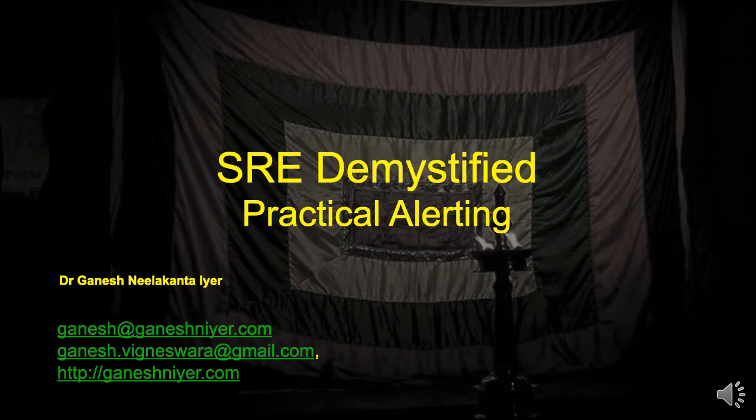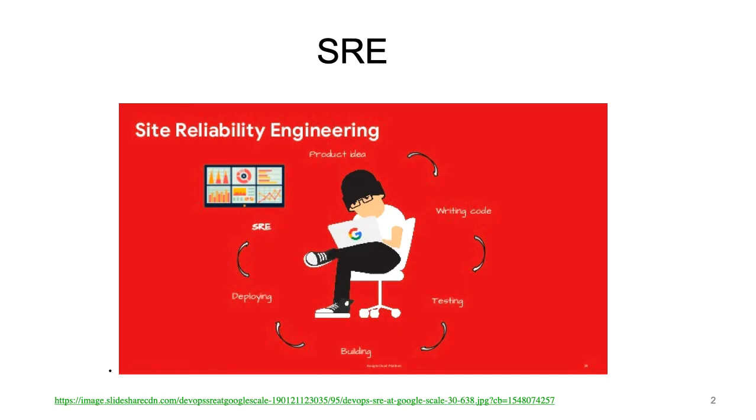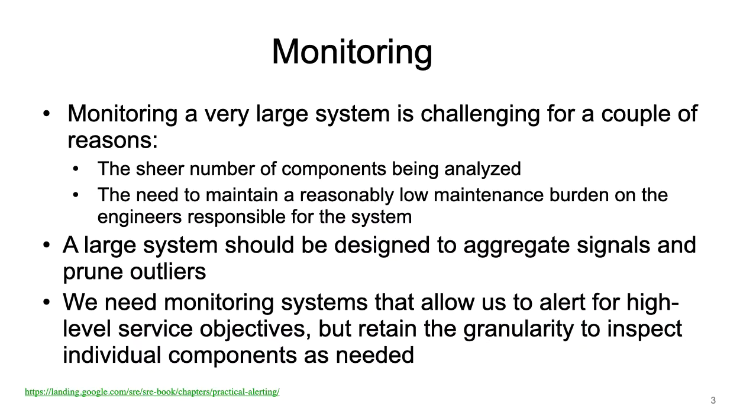In this session, I am going to briefly explain practical alerting, some of the considerations when we consider alerting for practical purposes, primarily reflecting the objectives and learnings from Google on what they suggest. There is a chapter on practical alerting in Google's Site Reliability Engineering book. I request you to read that.